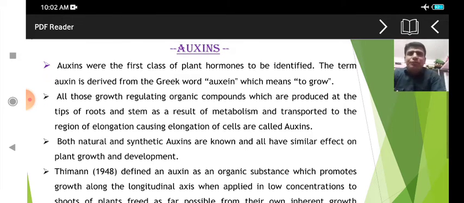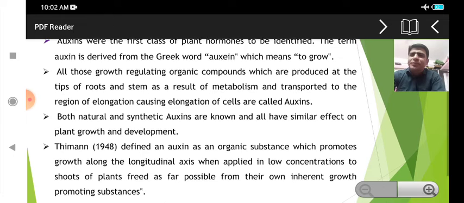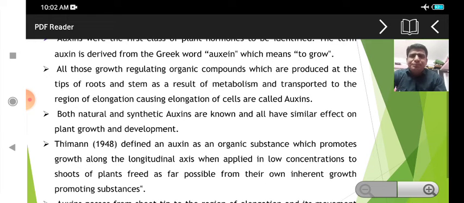But both natural and synthetic auxins have a similar effect on growth. There is no differentiation in the action or the physiological effect on growth. Thimann in 1948 defined auxin as organic substances which promote growth along the longitudinal axis when applied in a low concentration to shoots of plants, as far as possible free from their own inherent growth promoting substances.